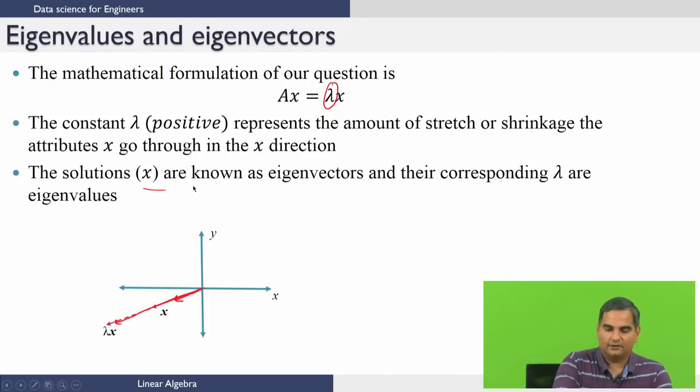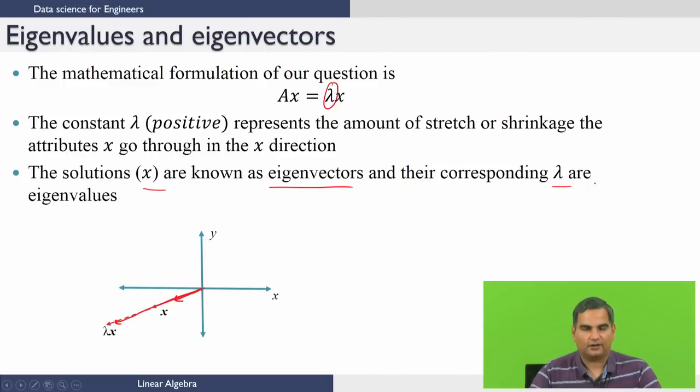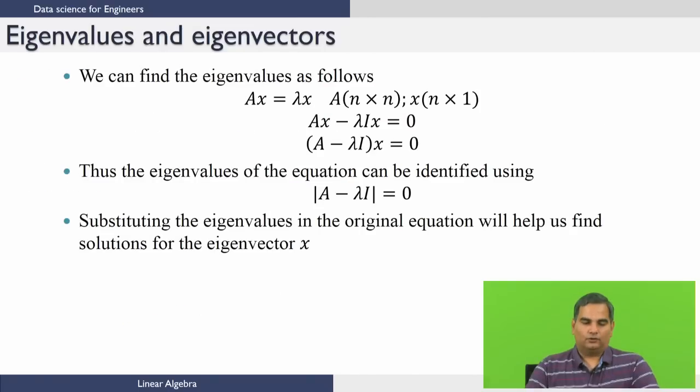This x are called the eigenvectors, and lambdas are called the eigenvalues corresponding to those eigenvectors. So the questions that we are left with are, how do we find out whether every matrix would have eigenvectors, and how do I compute these eigenvectors and eigenvalues? So to compute the eigenvalues, we follow the procedure that I am going to outline now.